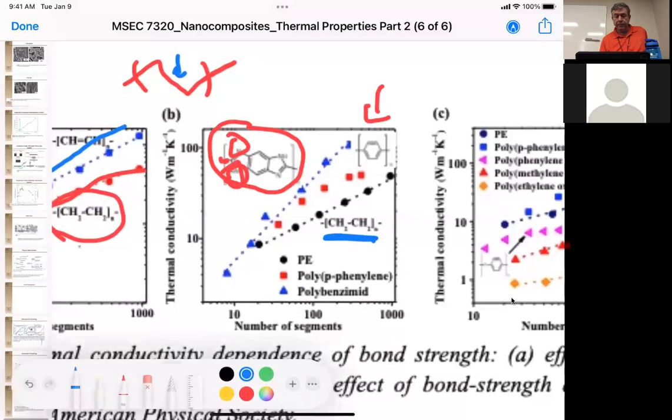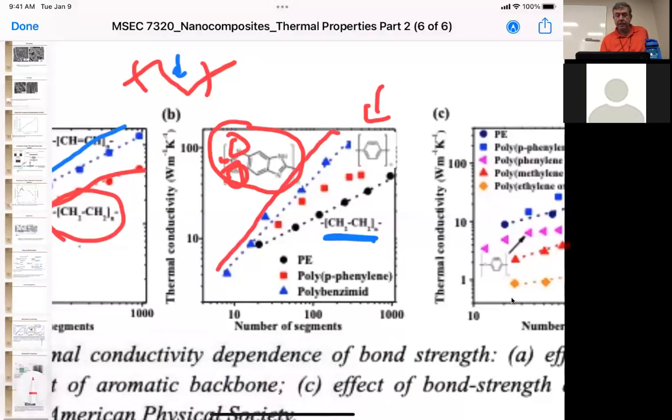So if we look at the benzimidazole here, we have this nice linear correlation: as you increase the length of the polymer chain, the thermal conductivity increases. So the phonon gets to travel as far down the chain as possible and then jump.